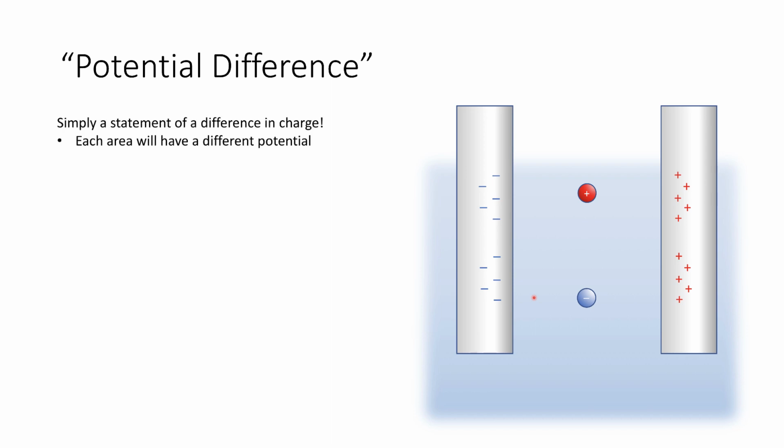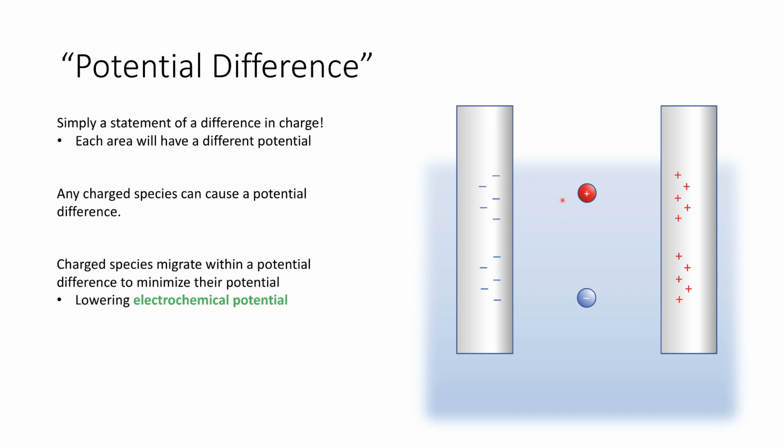It is simply a statement of a difference in charge because each charge carries a potential and each area will have that different potential. Any charged species at all, whether it's an electrode, whether it's our ions in solution, they can all cause a potential difference. Wherever there's a potential difference, a charged species will migrate. They'll move through that potential difference to minimize their potential, fundamentally lowering their electrochemical potential. This electrochemical potential carries a symbol mu bar. It is absolutely related to the chemical potential that you've seen before, which is why it uses a very similar symbol.